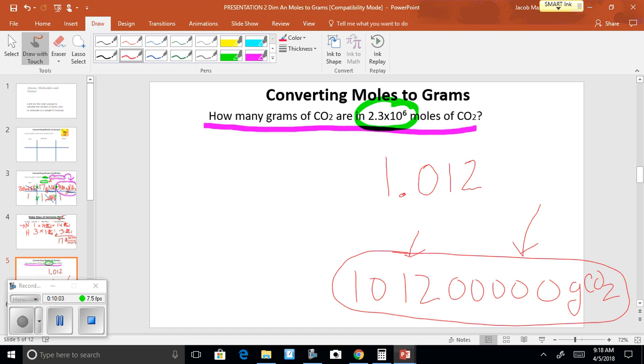Now I'm going to put my times 10. Now I got to see what my exponent's going to be. So my new decimal is now in between the 1 and the 0. Okay. And I got to count to where the old decimal was, which is at the end of this number. So how many spaces is that? 1, 2, 3, 4, 5, 6, 7, 8. So that's my exponent. And of course my units are still grams of CO2.